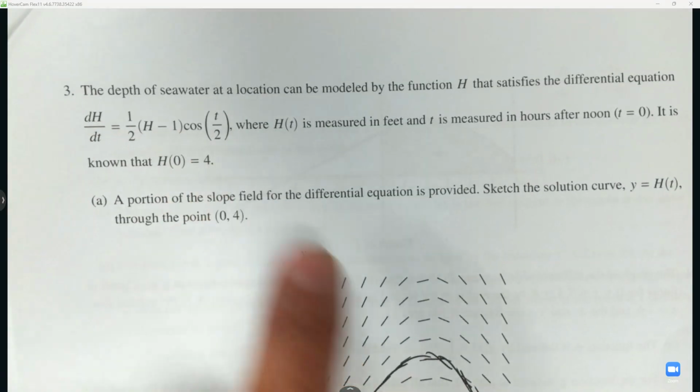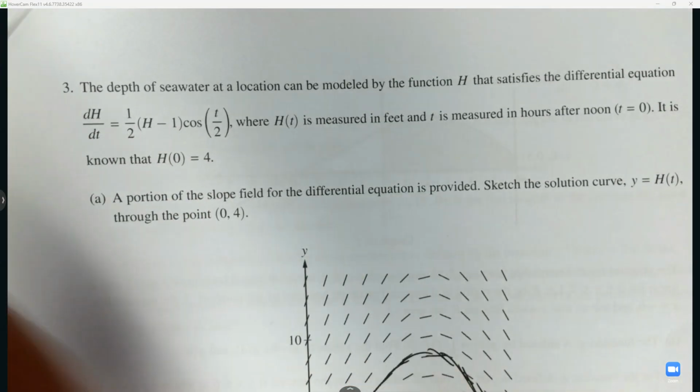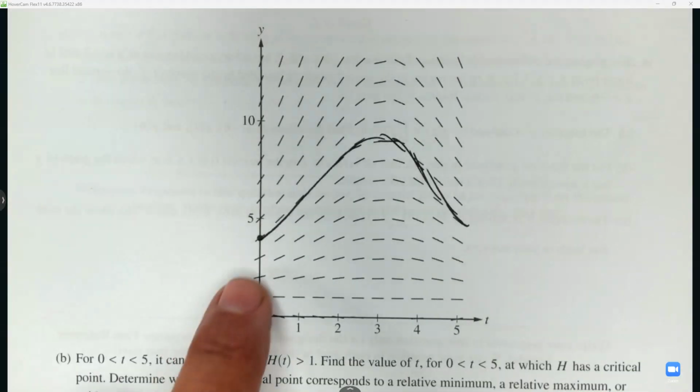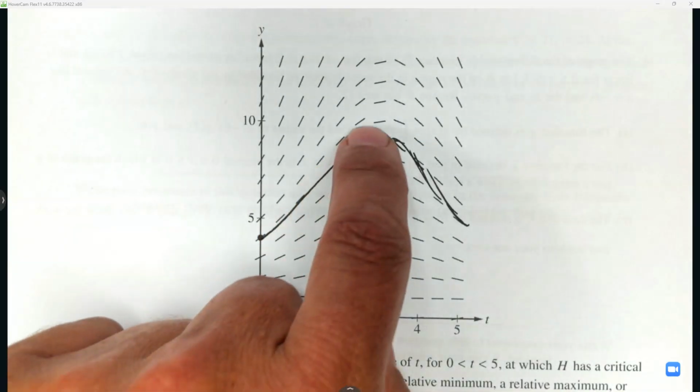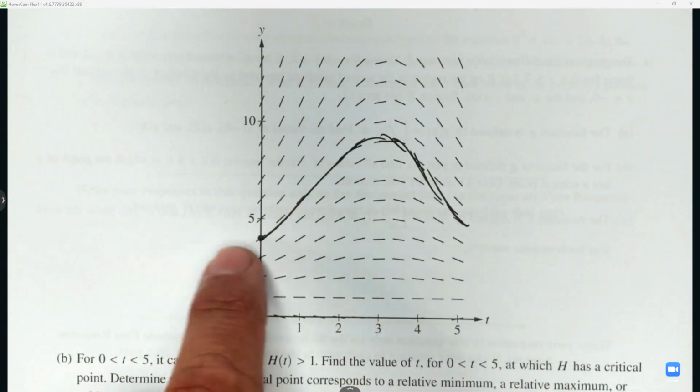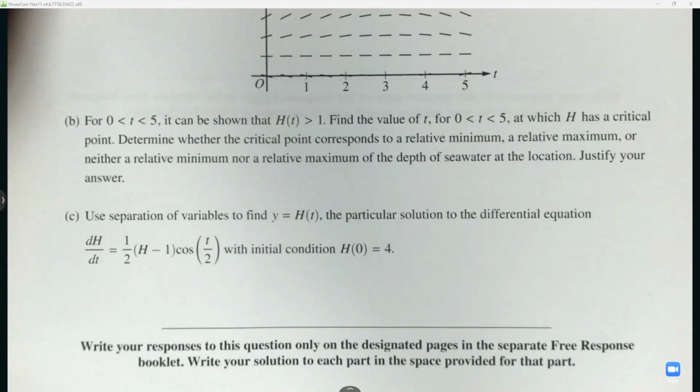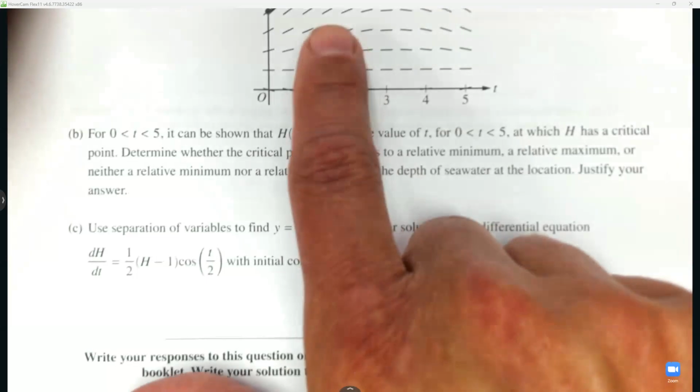So you're given a DiffEq. Step 1 is, can you draw on a slope field? So I already did it. If you start at (0, 4) and you follow the path of the slopes, you can see what the picture looks like. That's it for part A.